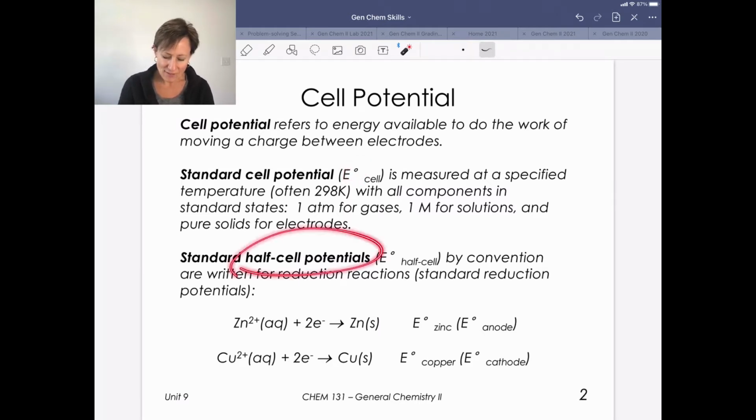Okay, standard half cell potentials are just the potentials for the half reactions, right? And what we tend to see them written as are reduction reactions, so electrons on the left, the gain of electrons. So what we have here is the standard reduction potential for zinc, and then here's the standard reduction potential for copper. This is the reaction that we've been carrying through as a thread, this zinc copper battery we talked about, and then we had the zinc copper half cell reactions that we balanced in our first skill.